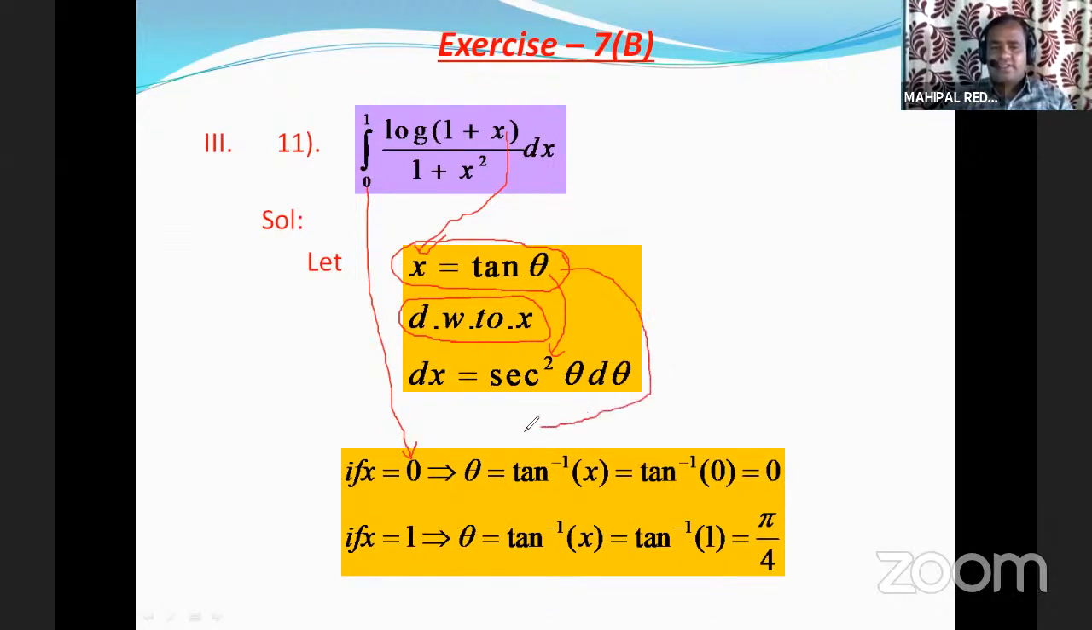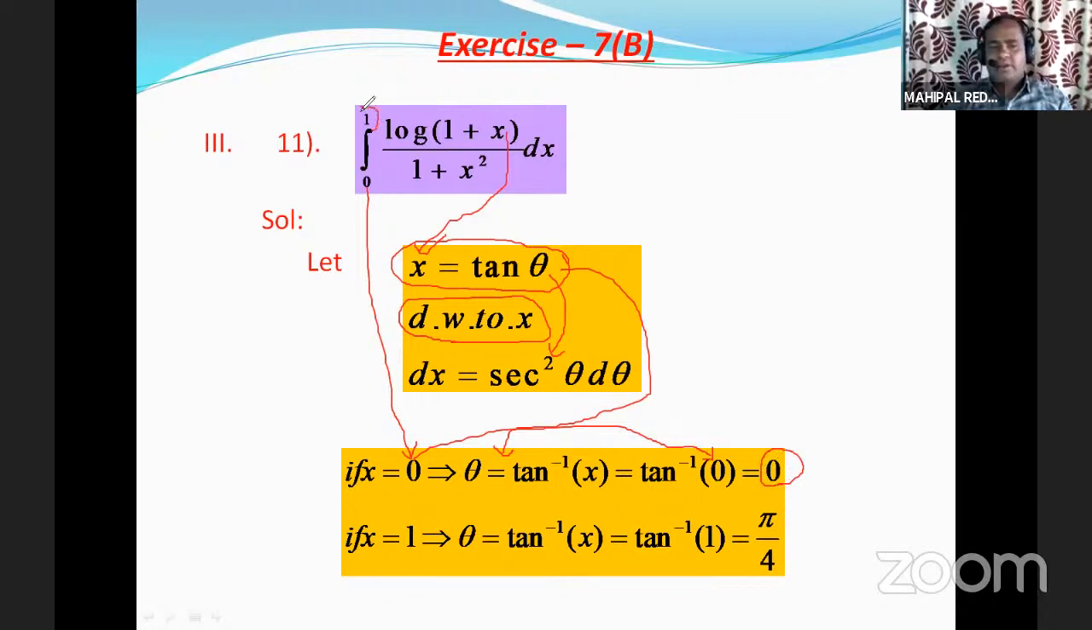From here, what is the theta value? Because x equals tan theta, therefore theta equals tan inverse of x, from inverse trigonometry. For the lower limit, x is 0, so theta equals tan inverse of 0. Tan inverse of 0 is 0, because the tan 0 degree value is 0.